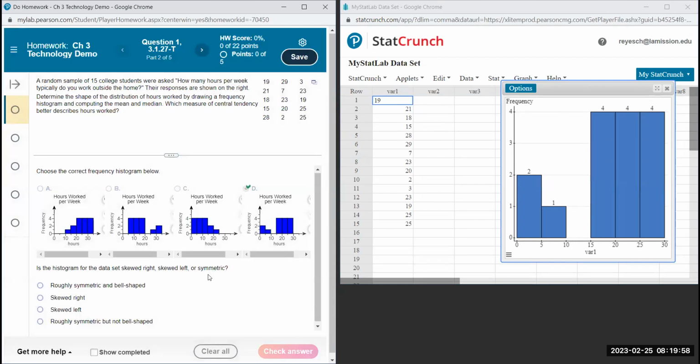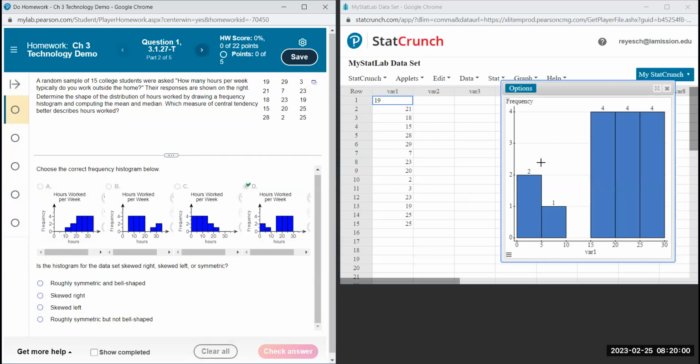Okay, check your answer. And now you want the shape. Ooh, this one's a tough one because it's like even here, and then it kind of looks like there's a little tail below these 3 columns to the left. So it looks like it tails off, but this time it tails off on the left-hand side.